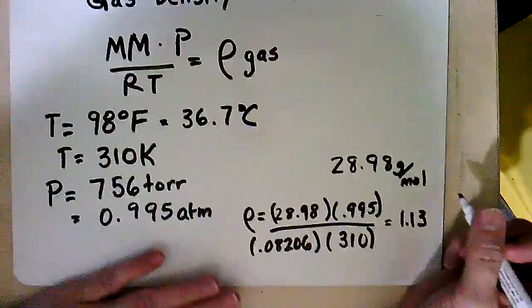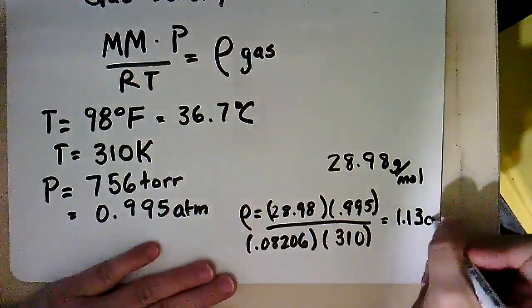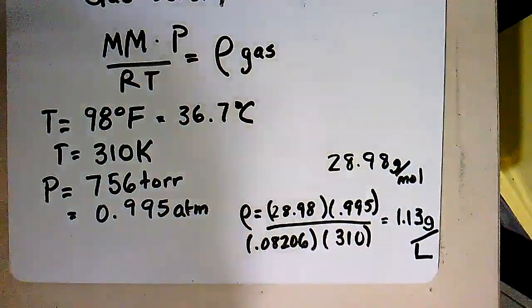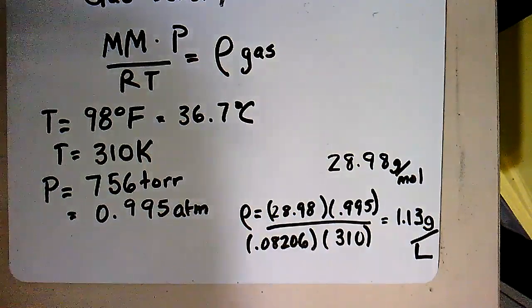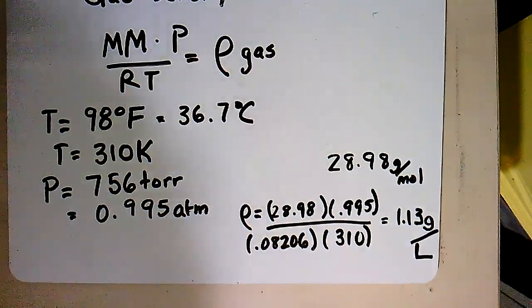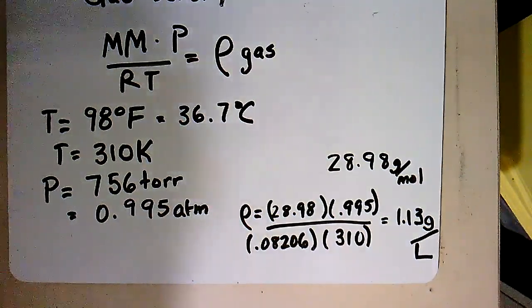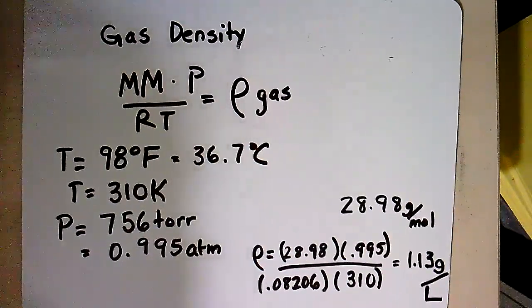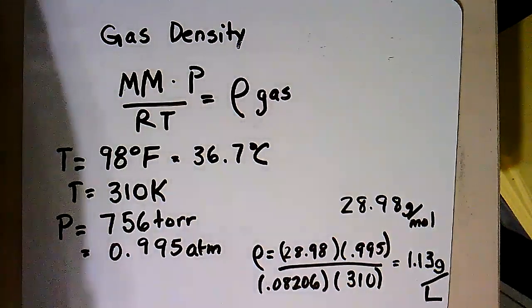1.13 what? Do you remember? Grams per liter. And that's how you calculate the density of a gas or a gas mixture. Basically, all you need to know is the temperature, the pressure, and the identity of the gas or the composition of the gas mixture. Okay.